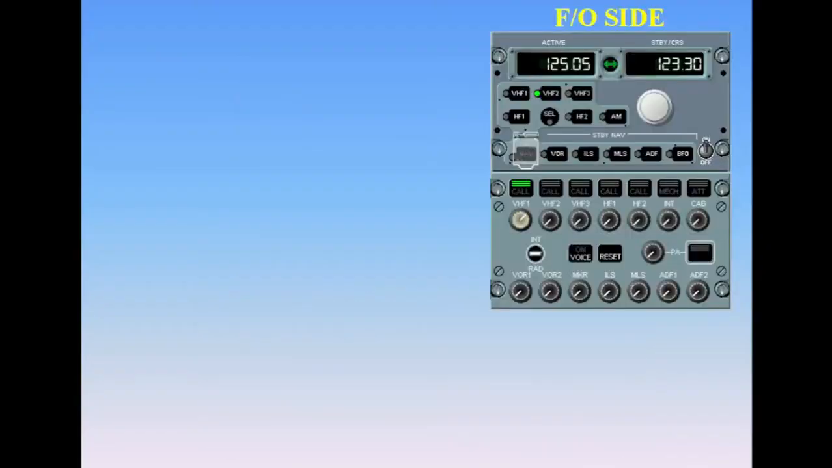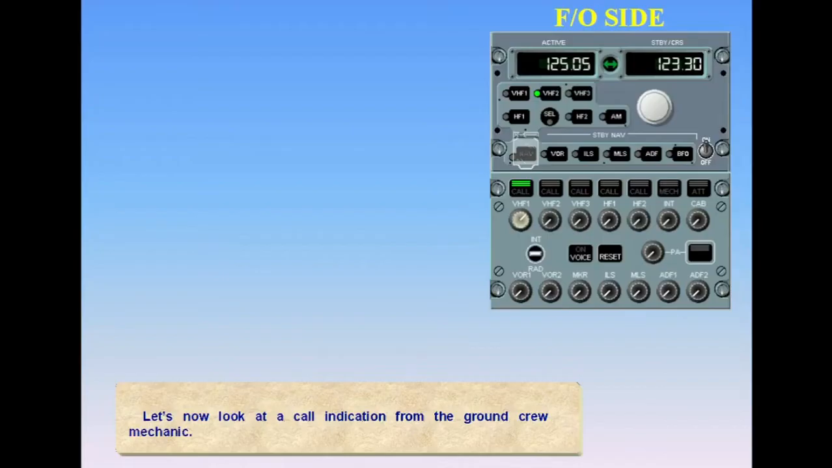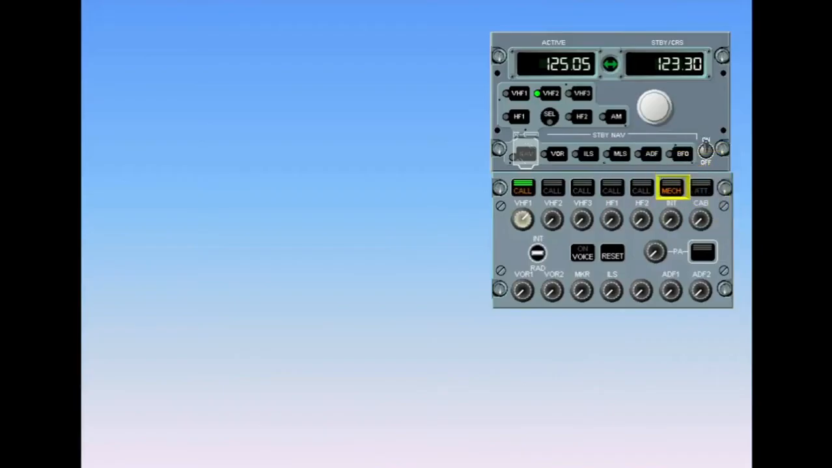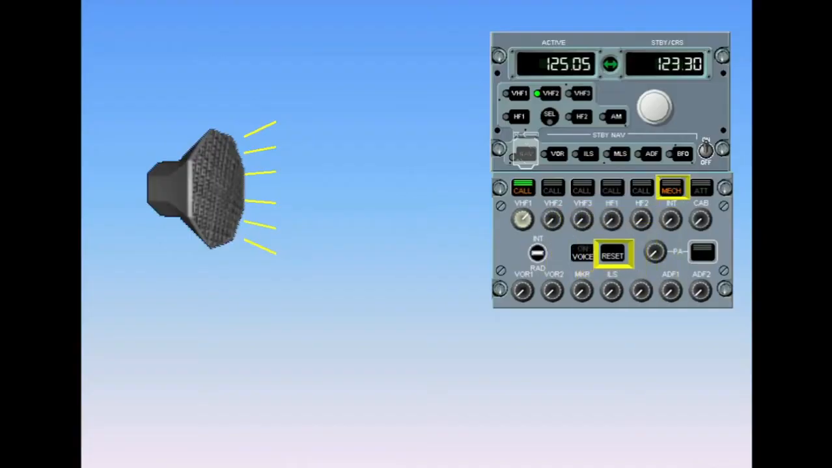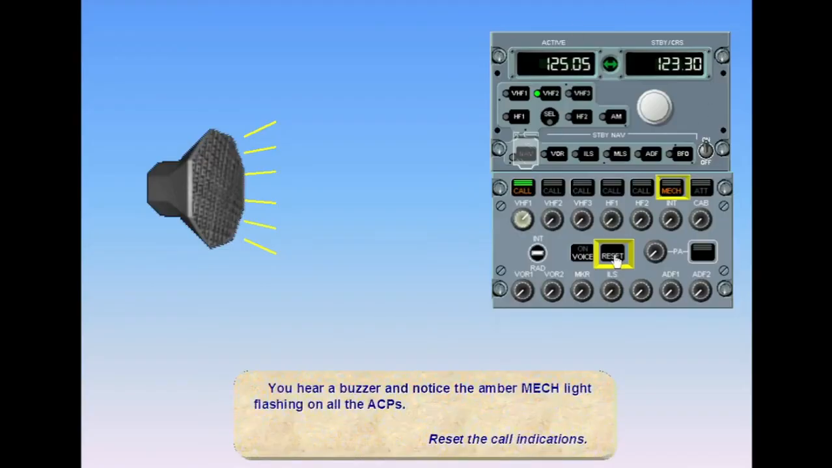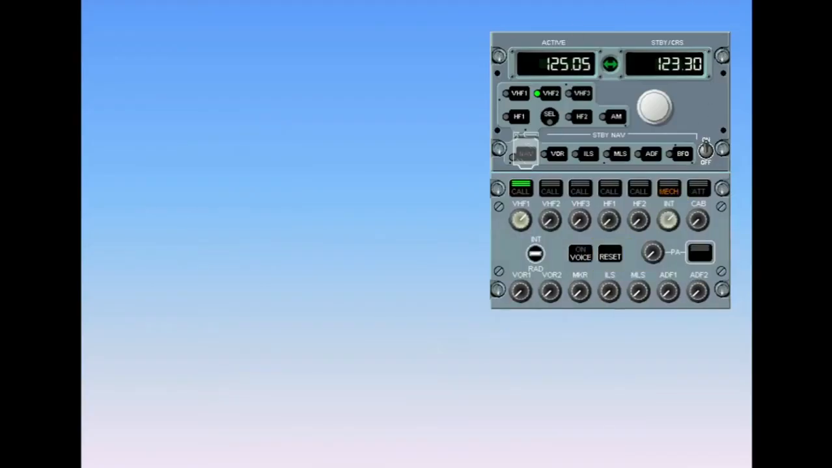Let's now look at a call indication from the ground crew mechanic. You hear a buzzer and notice the amber mechanic light flashing on all the ACPs. Reset the call indications. The mechanic light is automatically cancelled after 60 seconds or when the reset push button is pressed on any ACP.